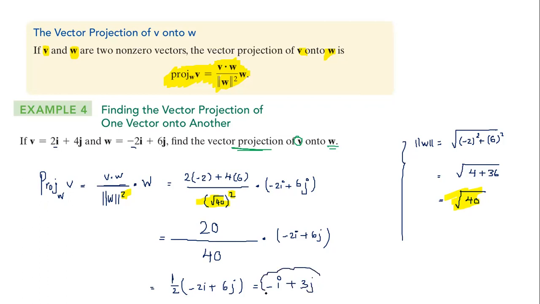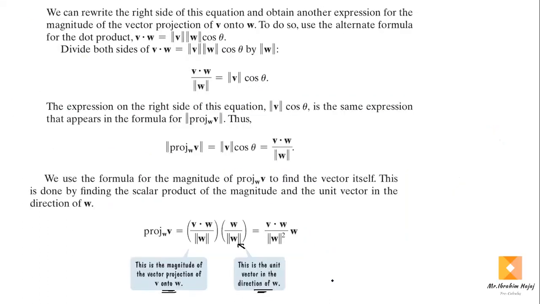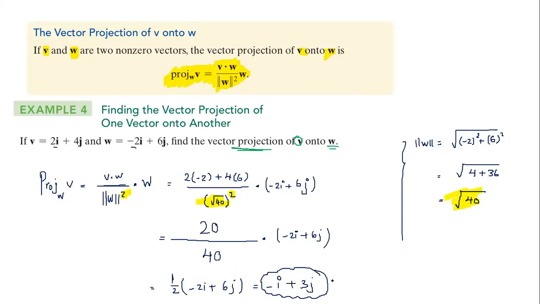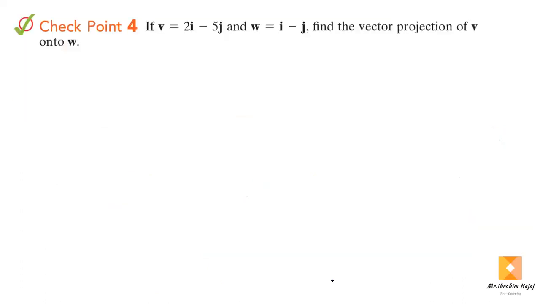This is the projection vector of V onto W. You need to know this. You have the cosine formula and then you have to do this. In the end you arrive at the formula, but it's not required of you to derive it.